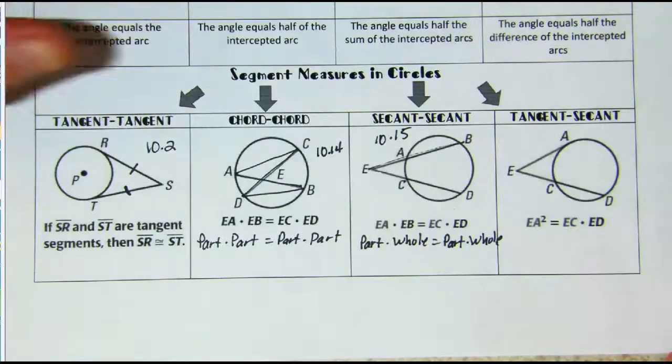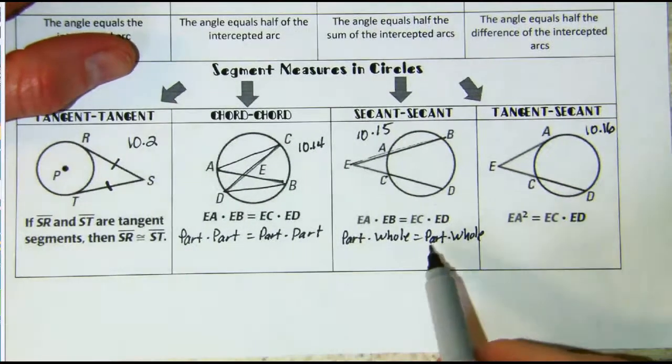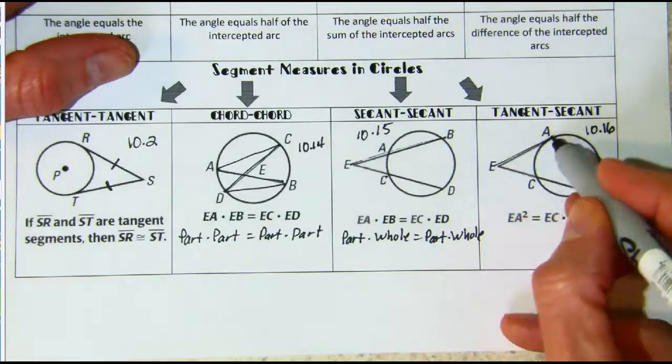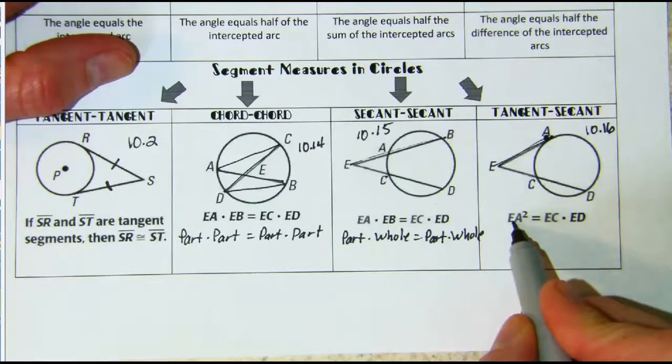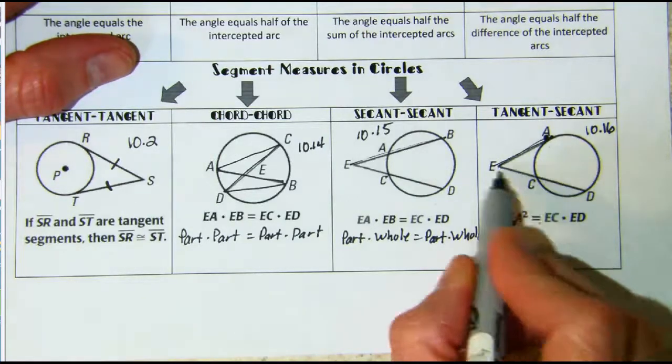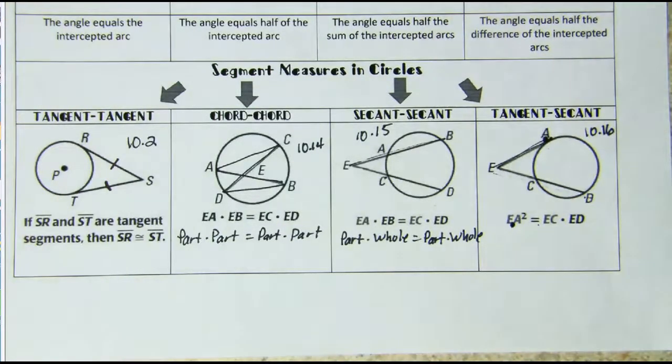and the tangent secant, which is 10.16, basically acts like this one. It's this part and that whole, because it's the same thing, so it's that squared equals that part times that whole. So everything in chapter 10 is on this one document.